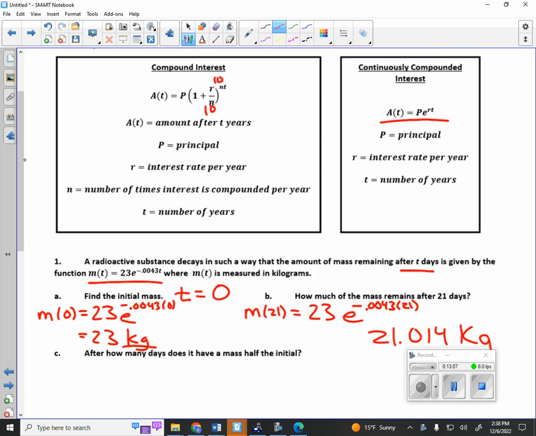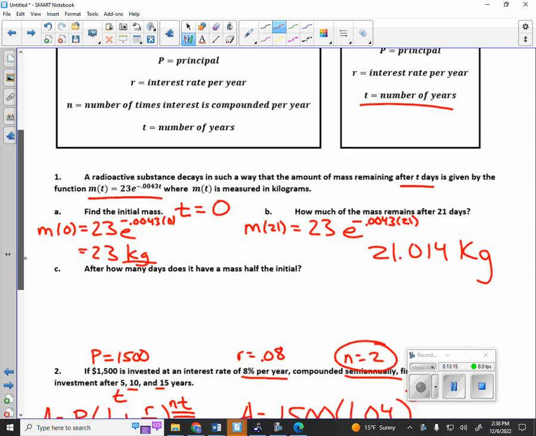Allie asked an excellent question. It says that this refers to the number of years. If the problem is written in days, then you could just use days as well. It all depends on how it's written, okay?